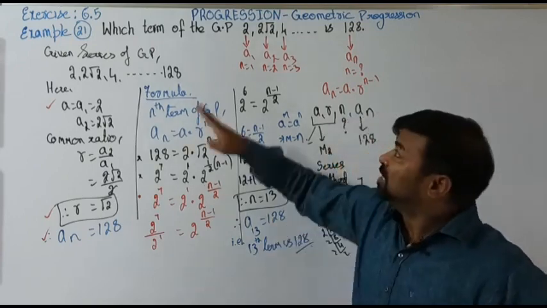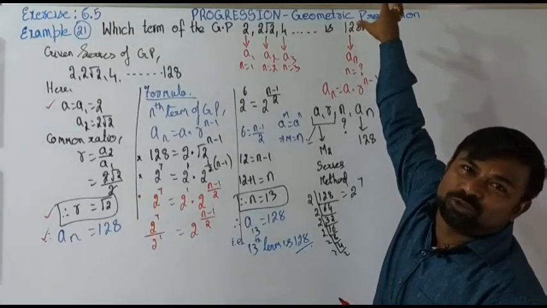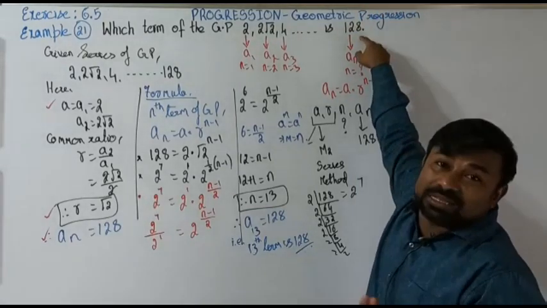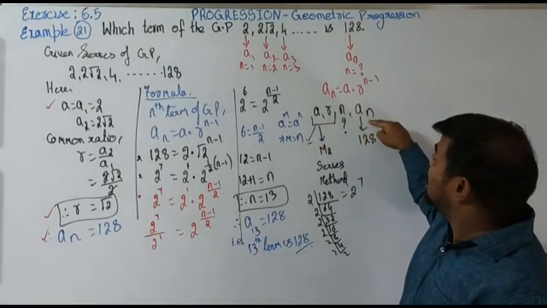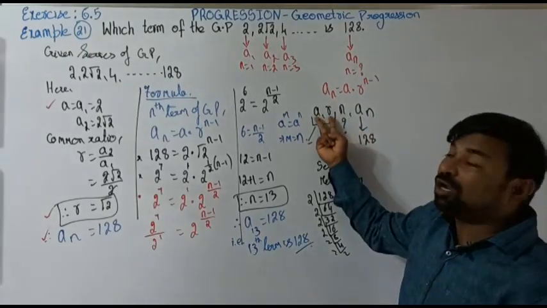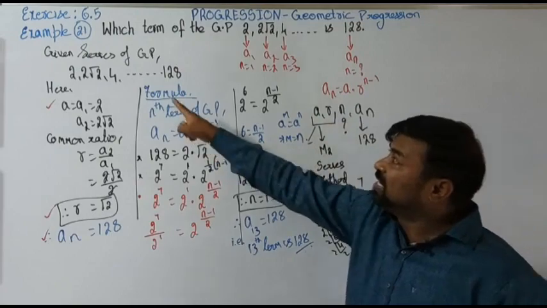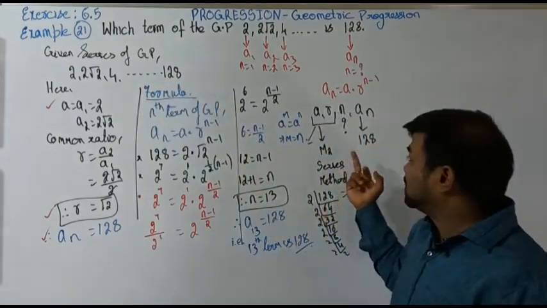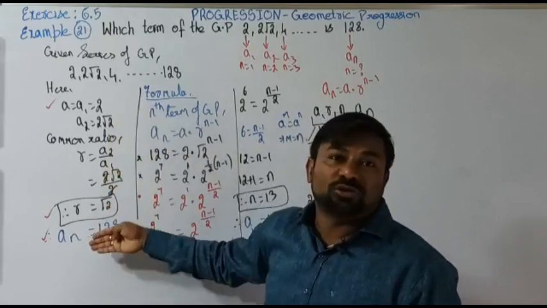I repeat it. Given a series, he's asking us the roll number of that 128. So it's nothing but the last term. The variables are A, R, N, An. An is nothing but the last term. N is the question, and we are missing two things, A and R. Here he has given it in terms of a series. So if a series is given, what is the way to find A and R?